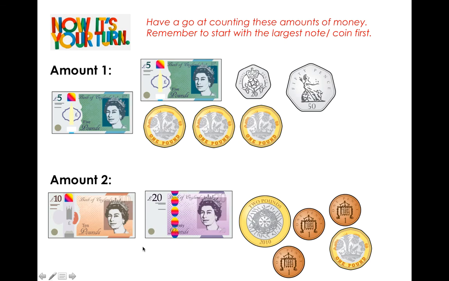Okay, so we have two amounts here. Now I want you to have a go pausing the video and working out how much we've got in total in the two amounts. So start with the notes first. Okay, have a go then, guys.